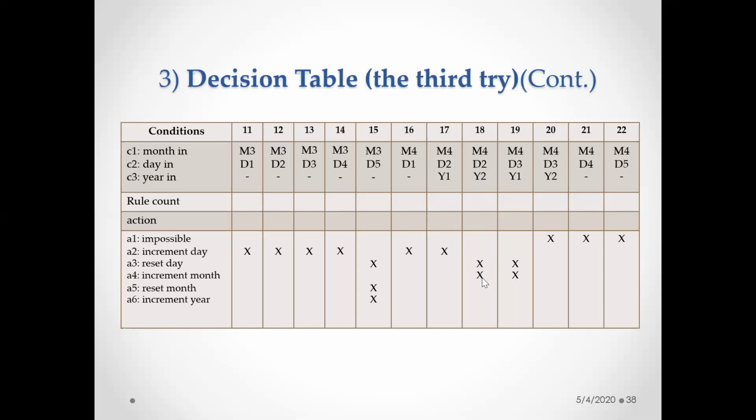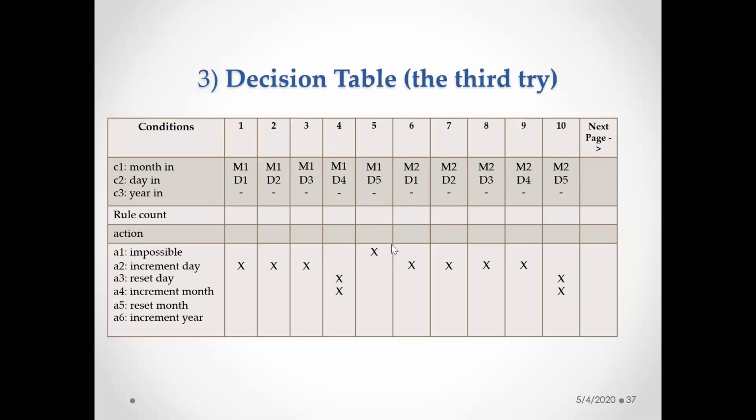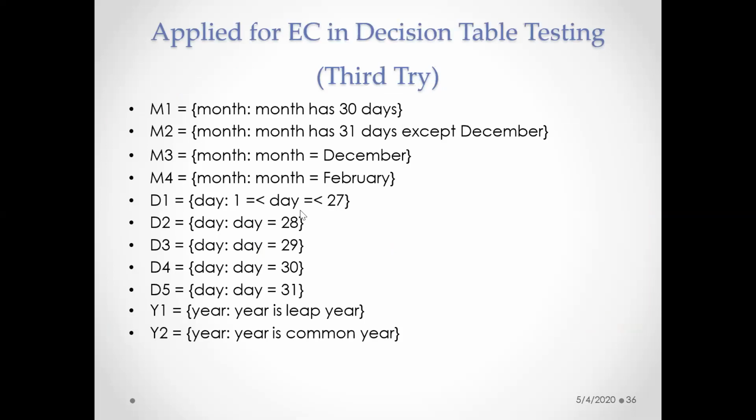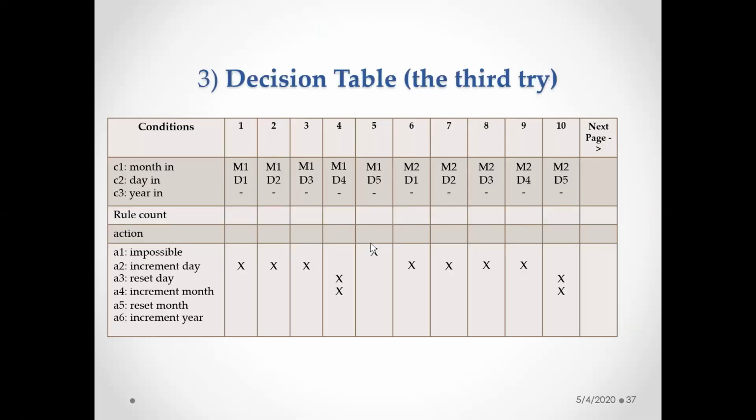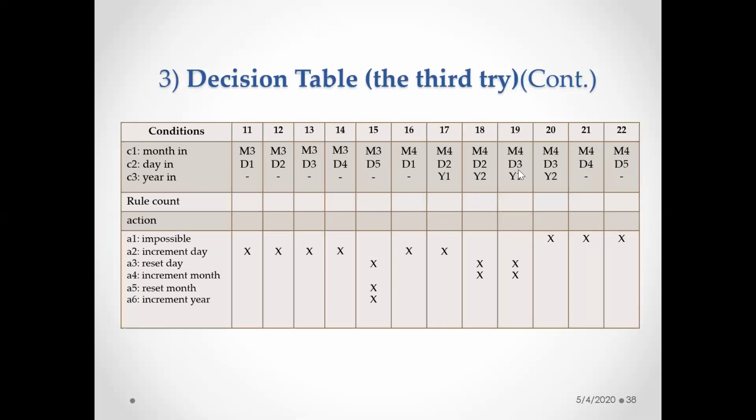Then increment the month? Yes, sure. 1-3 should be the date for a non-leap year. Whereas M4 with respect to D3. M4 is the February month with respect to D3. What is D3? D3 is 29 days. So 29 days, that too with respect to Y1, what happens? We need to just check it out. So D3 is having 29.